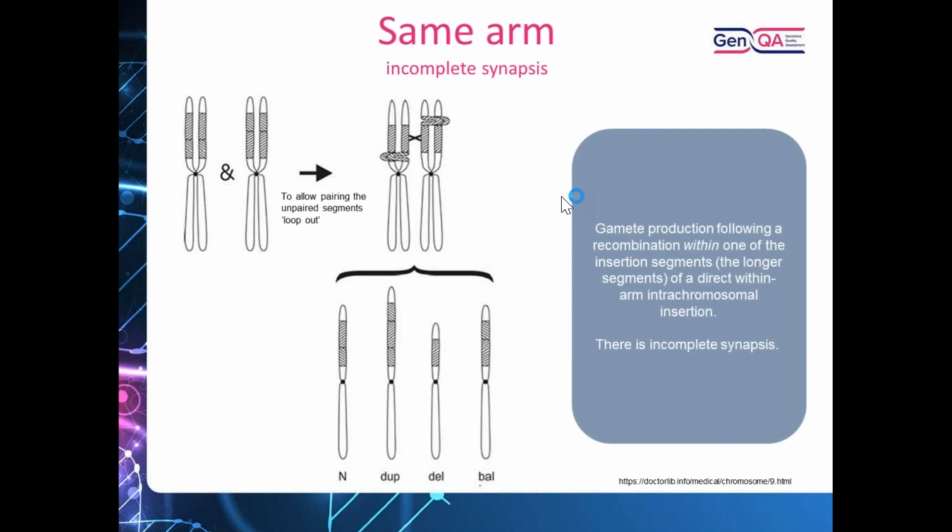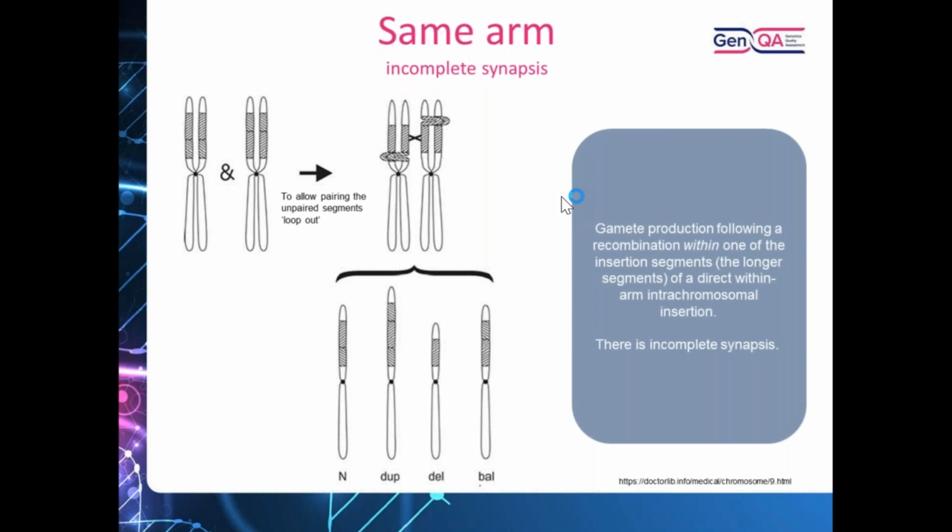In the case of the inverted insertion, we can distinguish one segment from the other by referring to respective inverted and non-inverted segments. In the direct insertion, the shorter of the two segments can be arbitrarily labeled as the inserted segment and the longer as the non-inserted segment or the interstitial segment.